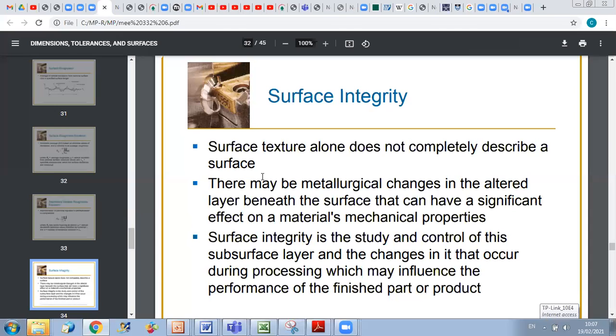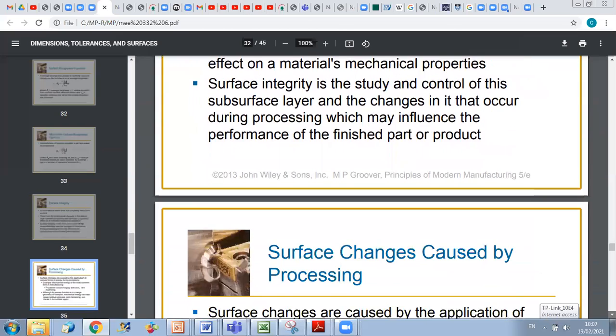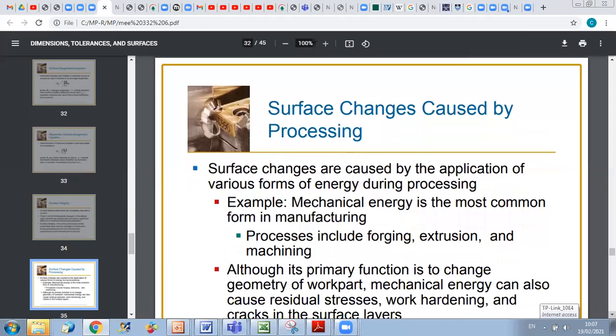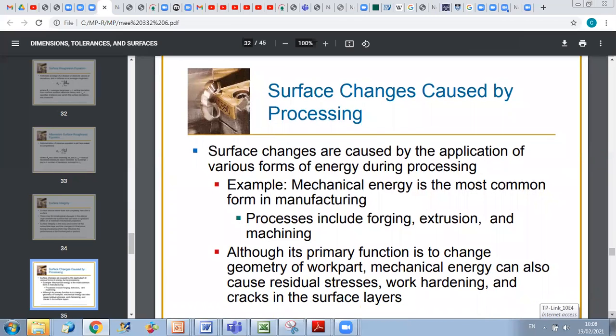So, when you do any process, it's true that you are altering the geometry of the outer surface. But in the real case, not only the geometry from the outside will be affected, but you will also have a thin layer at the surface that will have a change in properties, and we will see that this layer can be altered by different forms of energies. So first, these are surface changes that are caused by the application of various forms of energy during processing.